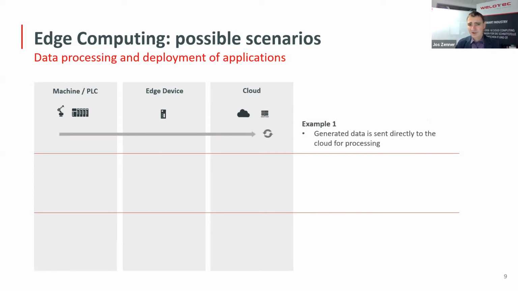If you're looking at edge computing, we have three different types of scenarios. The first one is pretty easy. You gather data from the machine or PLC, for example, through Modbus, Profinet or Profibus, and send it to the edge device, or the edge device is pulling the data, converting it to a cloud protocol, and just sending it to the cloud. So all the data that is collected by the edge device is sent to the cloud.